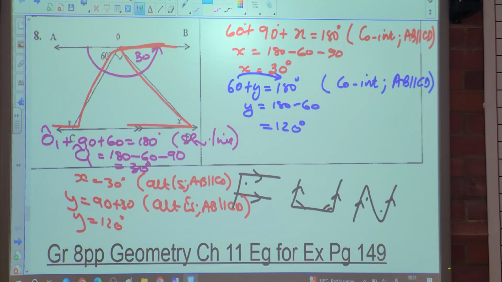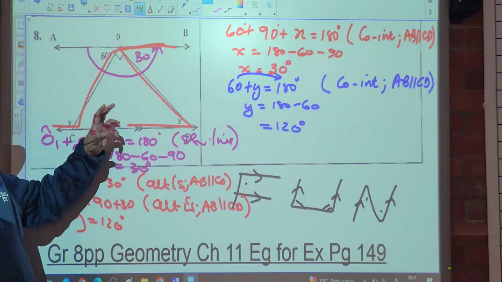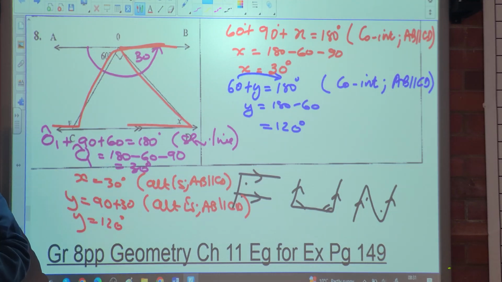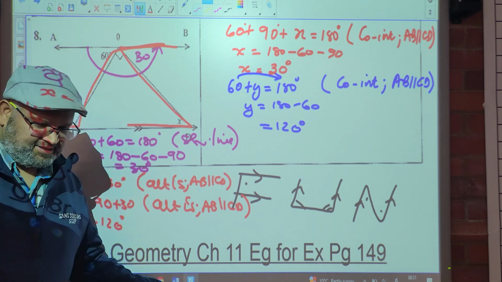You see? Totally different approach. Can you see that? For the same answers. So it shows you in geometry, there are many ways of doing things. It is whatever you see at the time and works for you. As long as you're not breaking any mathematical rules, you should get the same, correct answer.